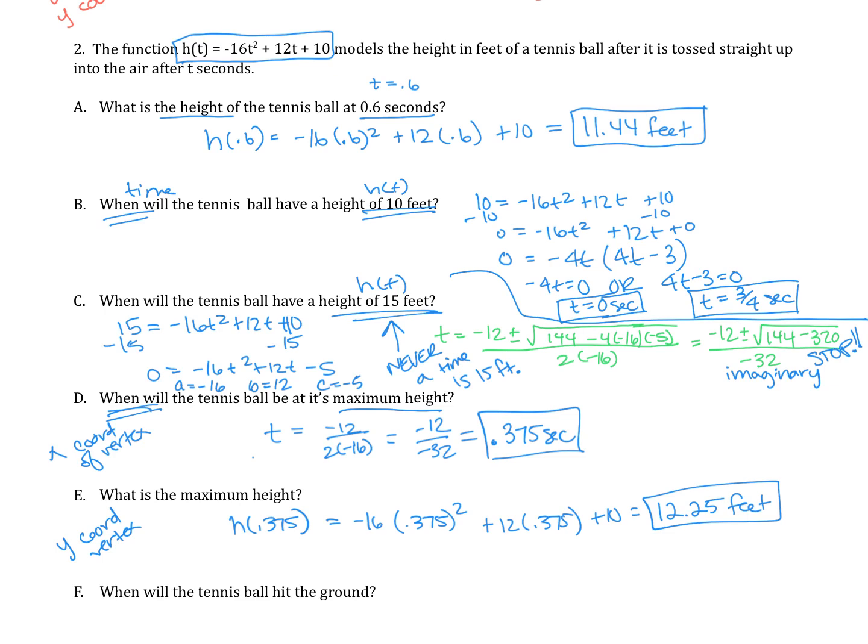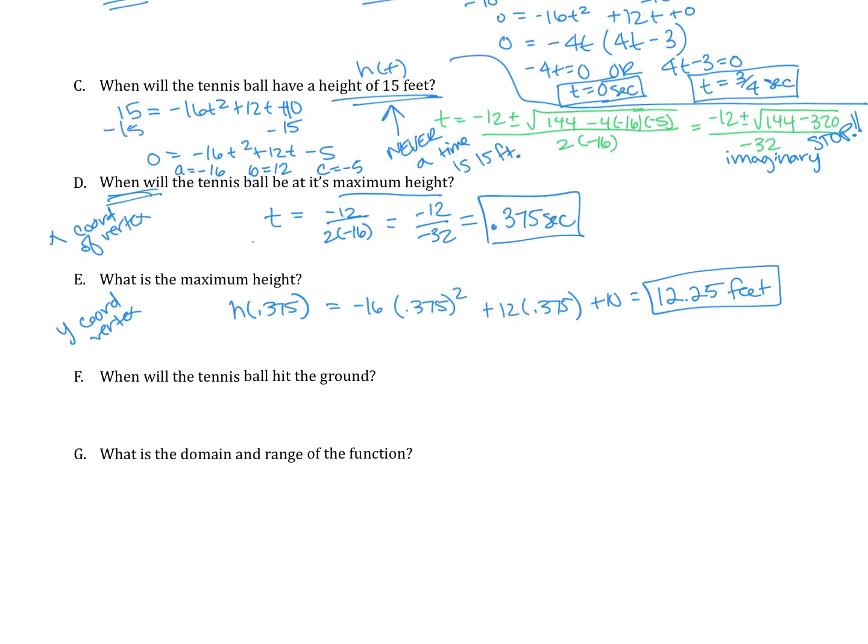So now the last problem, almost there, almost done with this one. Oh, actually, no, we have 2 more. It says, when will it hit the ground? So now my tennis ball has been up in the air. It reached a max height of 12.25 feet, and it starts falling back down to the ground. What time will its height be 0? So I'm going to set the entire equation equal to 0. So 0 equals negative 16t squared plus 12t plus 10.